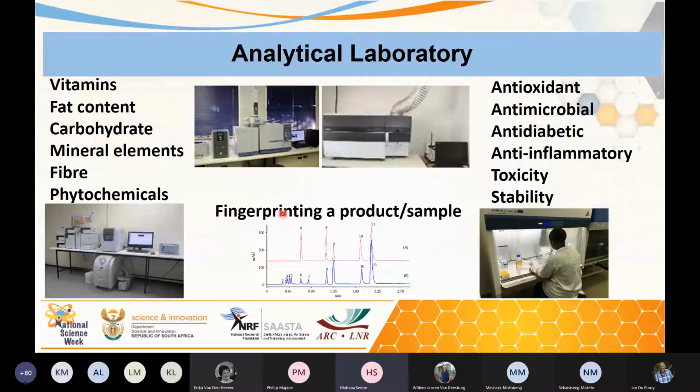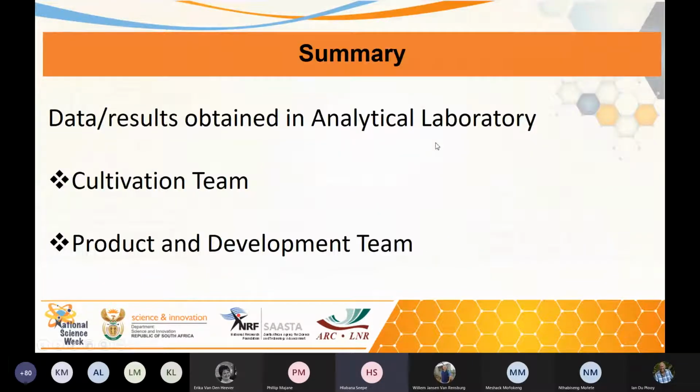At the end of the day, in summary, the results we get from the analytical laboratory, we use them to help or advise the cultivation team on the best cultivation or agronomical practices which will end up giving the maximum or optimum or best products. In this case, that information can be used to look at the irrigation regime or the fertilization regime which can be applied, so it does not affect the active compounds in those particular medicinal plants and vegetables.